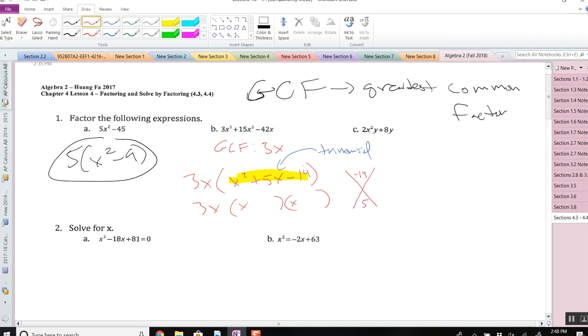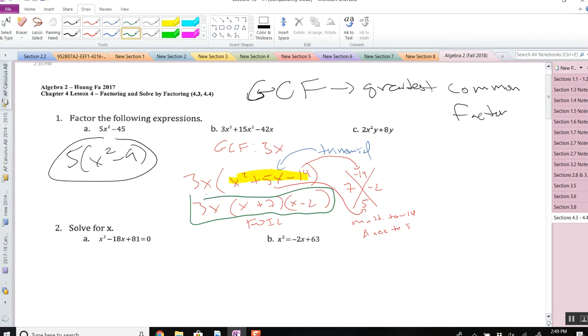But what you do is you put the constant over here and the linear term over here, and you find 2 numbers that multiply to negative 14 and add to 5. So a little trial and error, but if you go through all the possibilities, 7 and negative 2 work. And if you were to FOIL, meaning you do first, outside, inside, last, it would get you back to the trinomial. So this is actually the final answer. So we did the GCF, we also had to do a bit more, and we'll talk about that in the other examples.